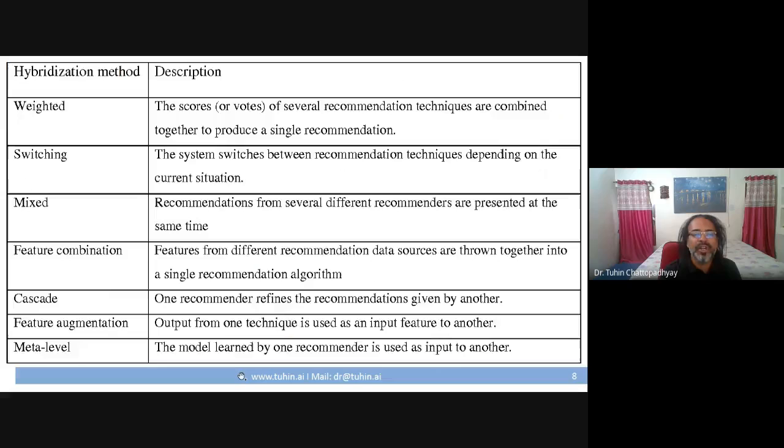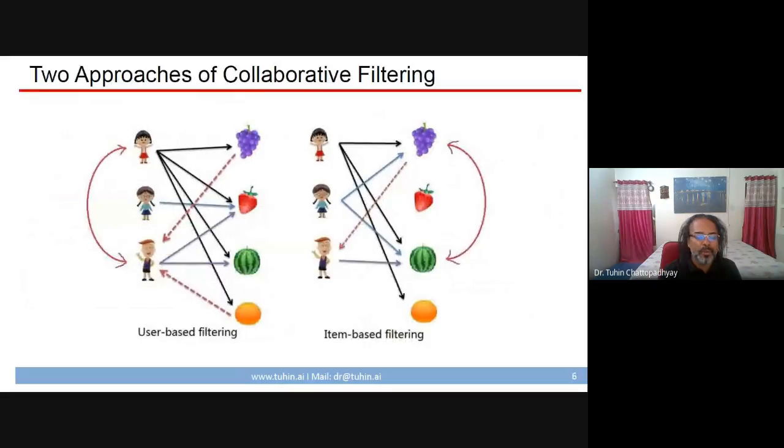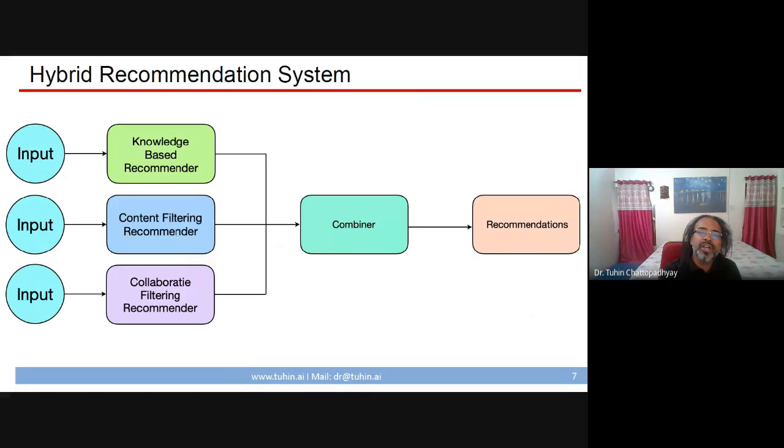But that's the basics of a recommendation engine, how it works. So with that note, I shall close the recommendation engine part. Any question on recommendation engine?